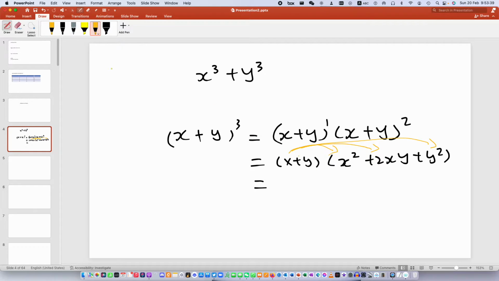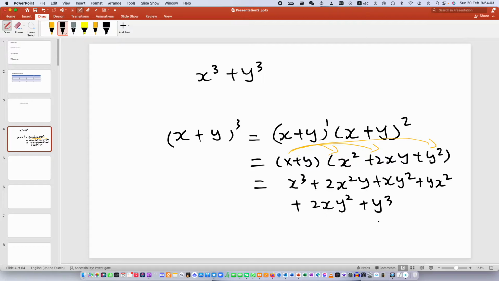Alright. So you get x cubed plus yx square, plus 2x square y, right? Then xy square. Then plus yx square, and plus 2xy square, then plus y cube. Then you see if you have opportunity to combine things. So underline similar terms. I use a different color.